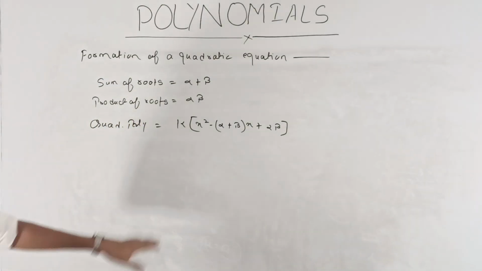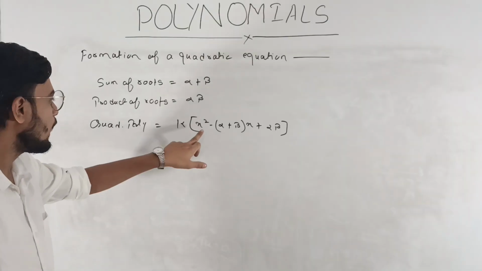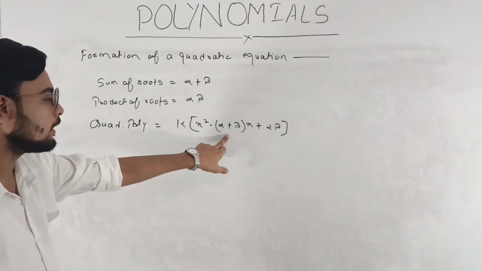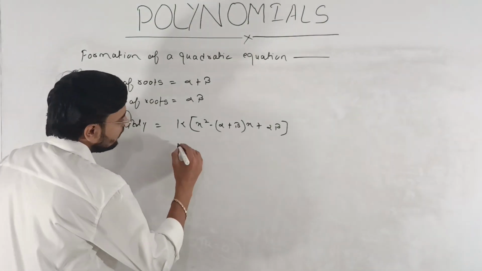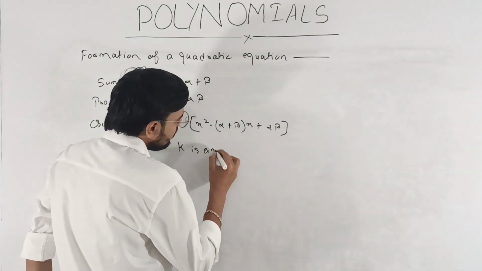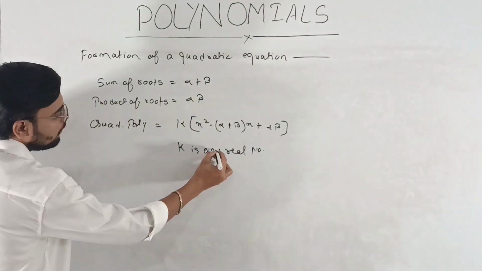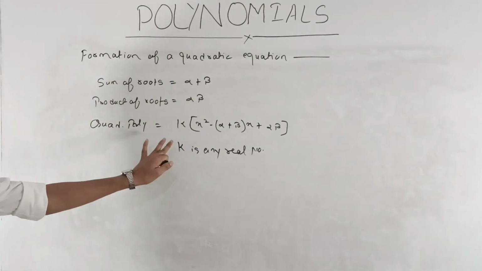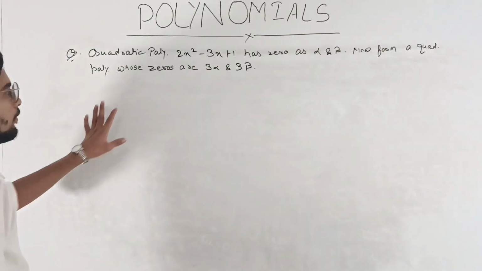When we have the sum of roots and product of roots, then our quadratic polynomial is k times x² minus the sum of roots, that is alpha plus beta, times x, plus the product of roots, that is alpha beta, and here k is any real number. Understood? Here k is any real number. Now let's do some examples. Now look, we have a question.